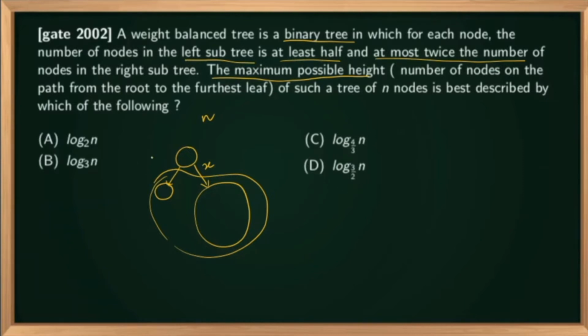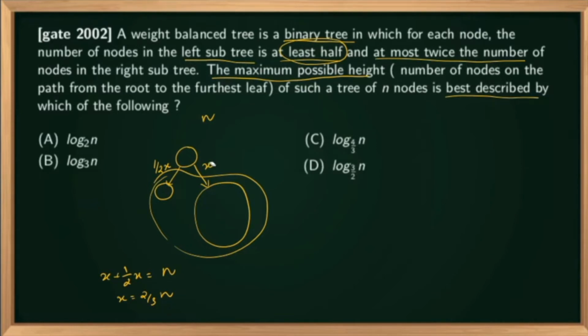So here the left side should be half x, because we are assuming we should have the minimum here, and it's also given at least half. So if you have x here, you should have half x here. And we also know that x plus half x should be equal to n minus 1. Since it's asked to find the approximate value, instead of n minus 1, I am just taking n. So x plus half x is equal to n, or x is equal to 2 by 3 n.